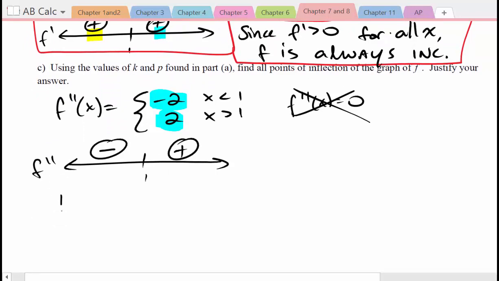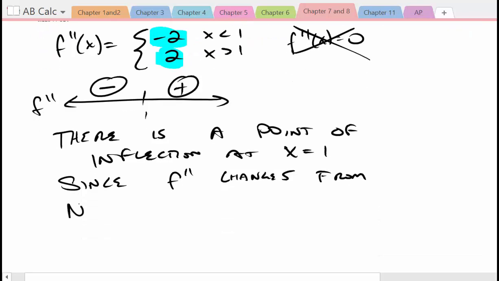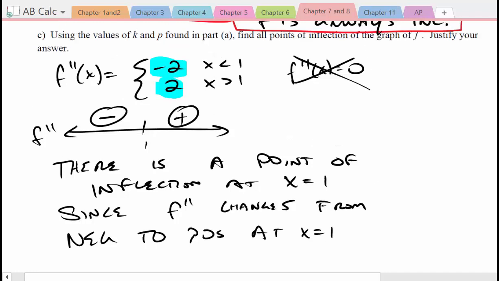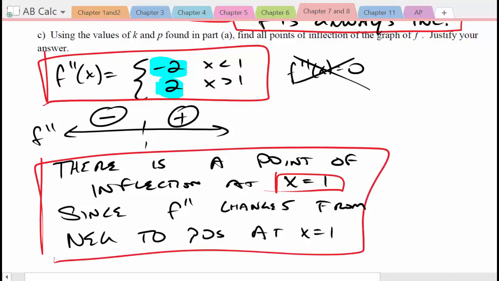Therefore, we can say there is a point of inflection at x equals 1, since f double prime changes from negative to positive at x equals 1. This one was worth 3 points, 1 for having f double prime, 1 for identifying x equals 1, and 1 for having a justification statement.